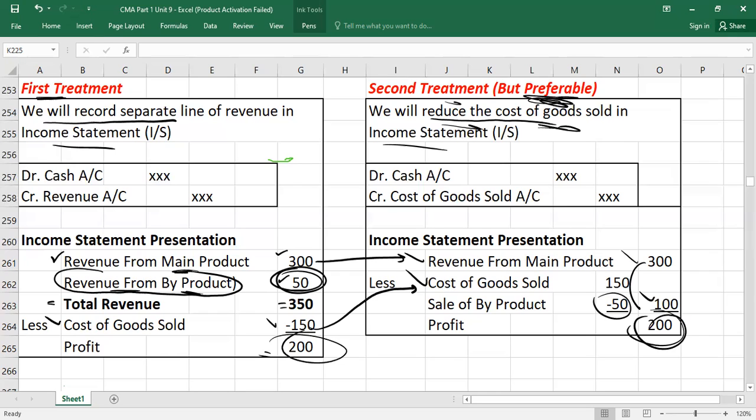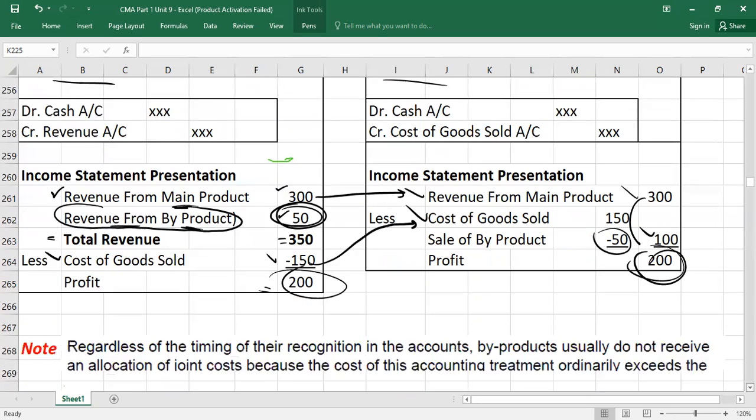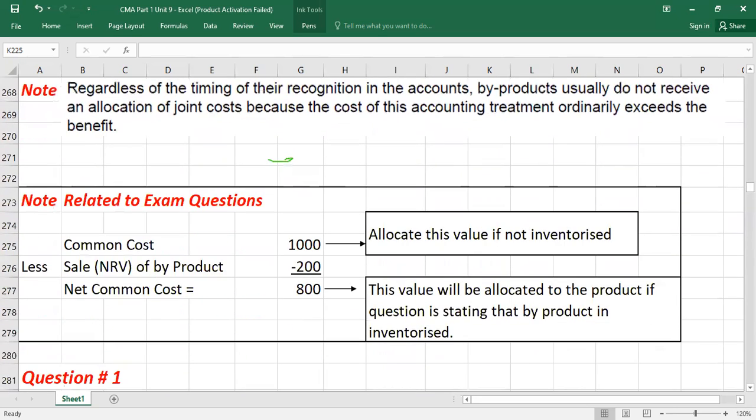Understood? Now here guys, we have to remember a note for your exam. Please also remember, this is a really technical, important point. You should keep it in your mind. Never allocate the common cost to the byproduct. Common cost will always be allocated to the main product. Don't allocate by mistake to the byproduct. Please remember. Okay?